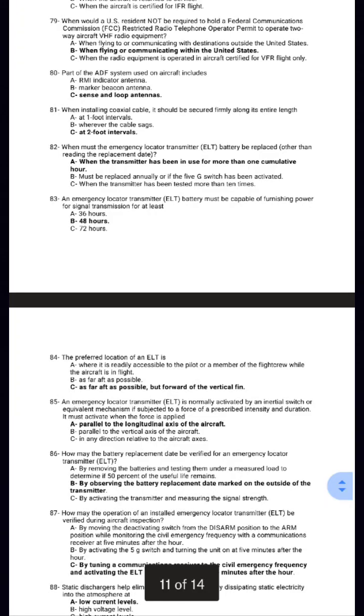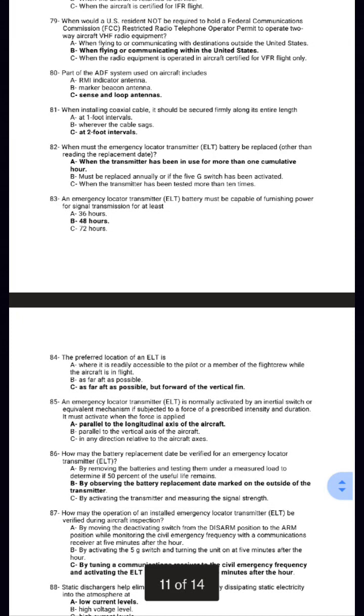When would a US resident not be required to hold a Federal Communications Commission, FCC, restricted radio telephone operator permit to operate two-way VHF radio equipment? When flying within the US. See, they're trying to trip you up. When you're flying within the US, you do not need an FCC permit for two-way radio. So you have to pay close attention.